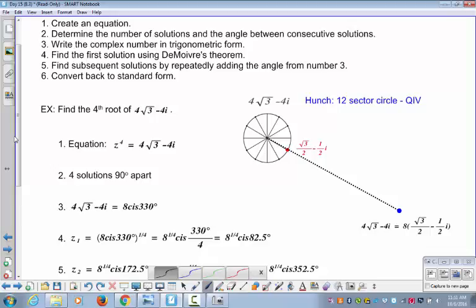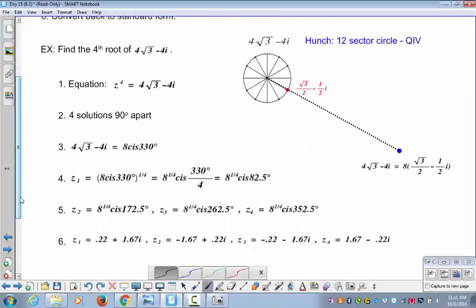All right, so let's go through one. Fourth roots of this complex number. So first, I want the equation. If I'm trying to find fourth roots, that means I'm trying to solve an equation where I have z to the fourth on the left and the number I'm trying to find the roots of on the right. So now I'm going to say to myself, how many solutions and how far apart? There's our equation. If it's a fourth power, I know there are 4 solutions, and they have to be 90 degrees apart.